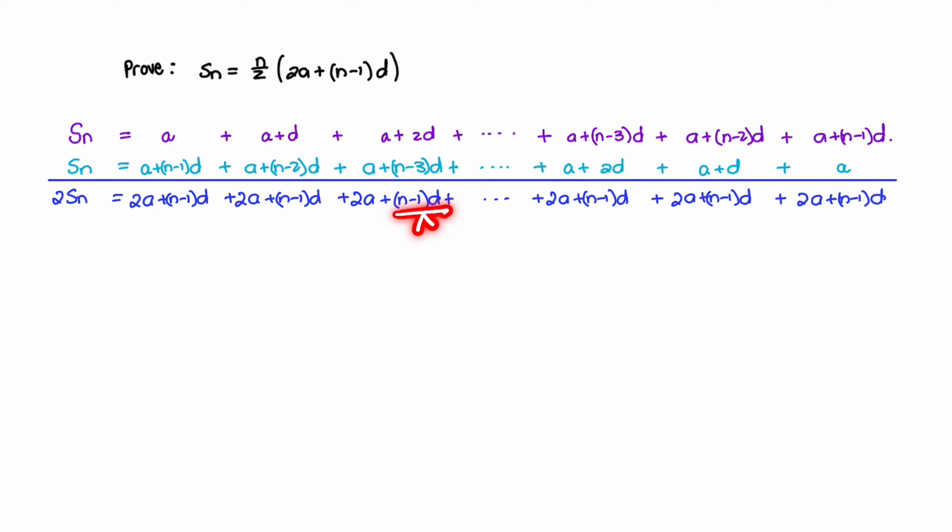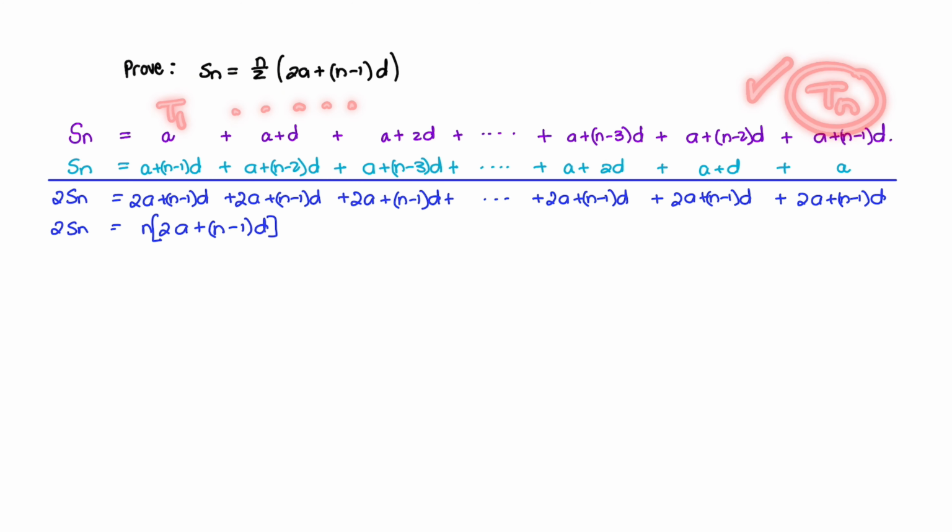Now that pattern of creating (n minus 1)d would continue for every grouping that we have created. And can you see, when we add the two lines together, that we have 2Sn, and every single sum of terms, or those blocks, creates 2a plus (n minus 1)d. So that means if I have in my series an n amount of terms, that I'll have an n amount of 2a plus (n minus 1)d's.